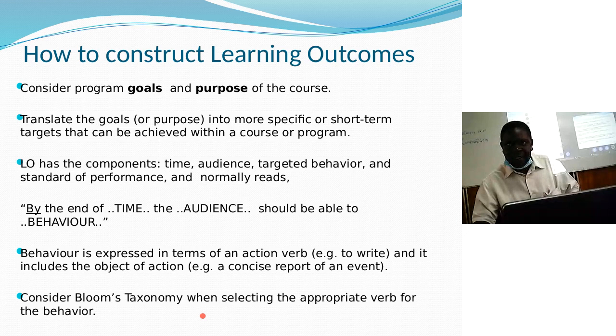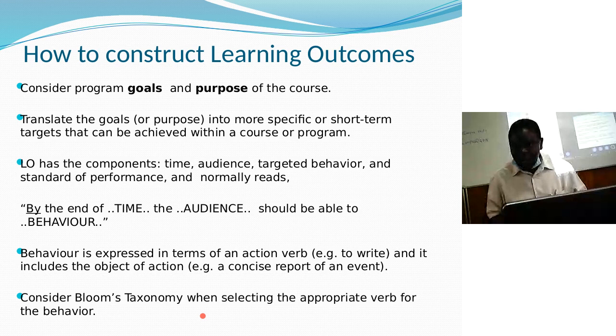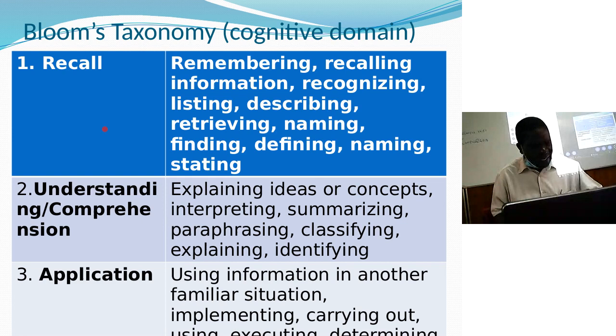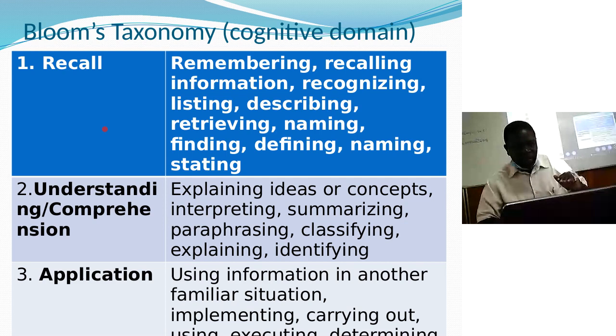But in addition, we need to consider what we call Bloom's taxonomy when selecting appropriate verbs. Bloom's taxonomy, next. Okay. Now, Bloom came up with a classification of knowledge. He classified knowledge into six levels, beginning with the easiest or the lowest to the highest.